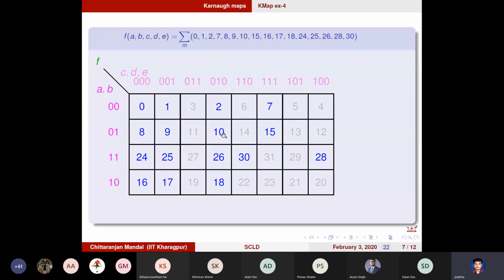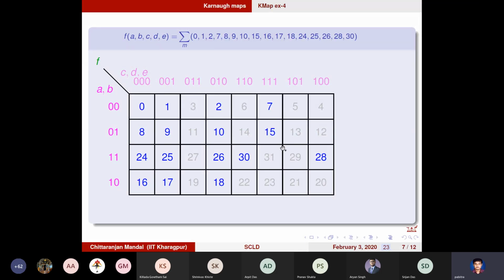For example, 0, 1, 0 is adjacent to 1, 1, 0. It's only changing in the C variable. 10 and 14 should be a mirror image. 26 and 30 should be a mirror image. 11 and 15 should be a mirror image, right? Similarly, 9 and 13 should be a mirror image.